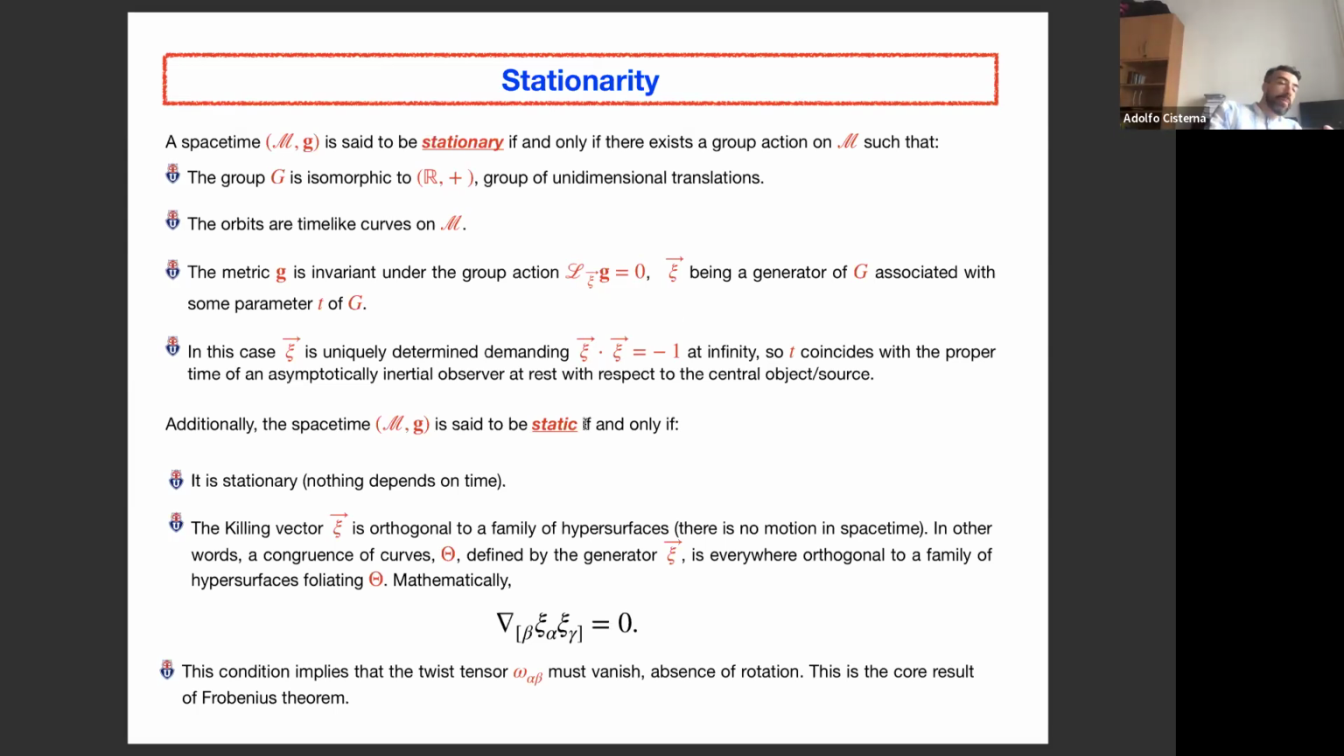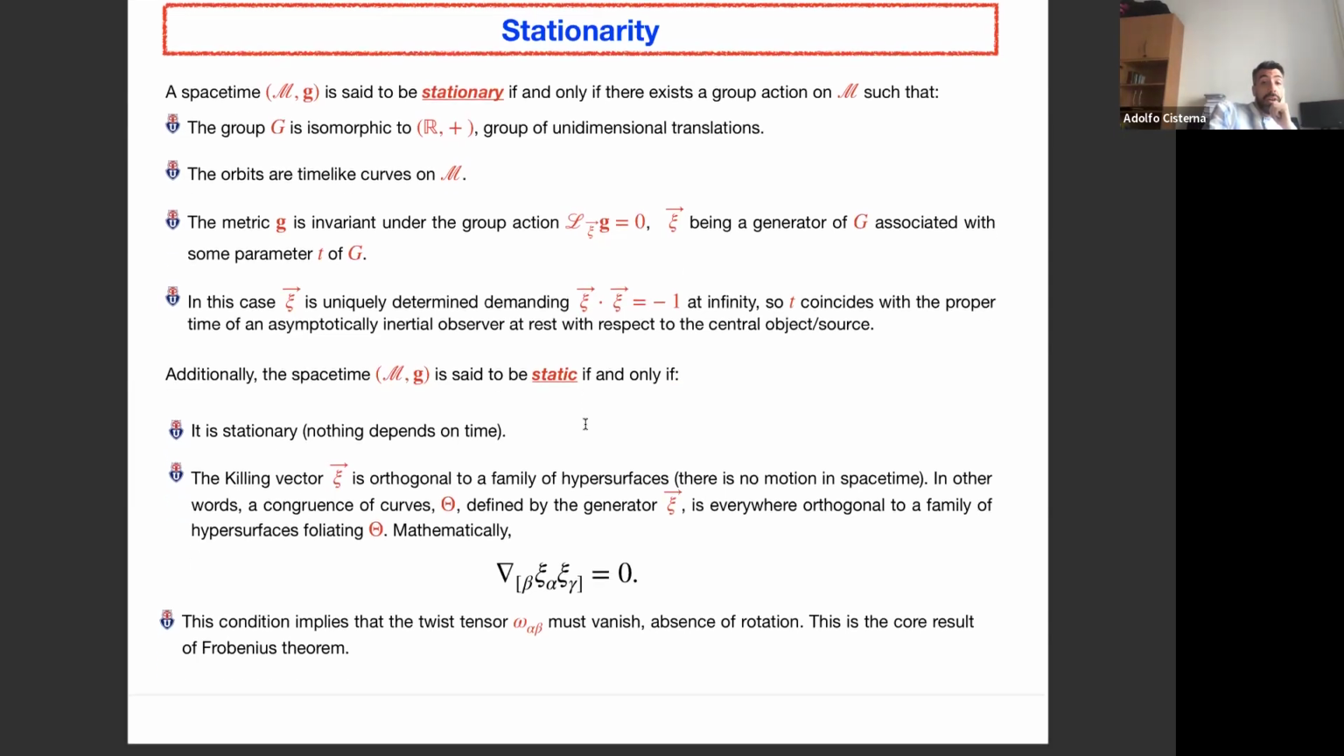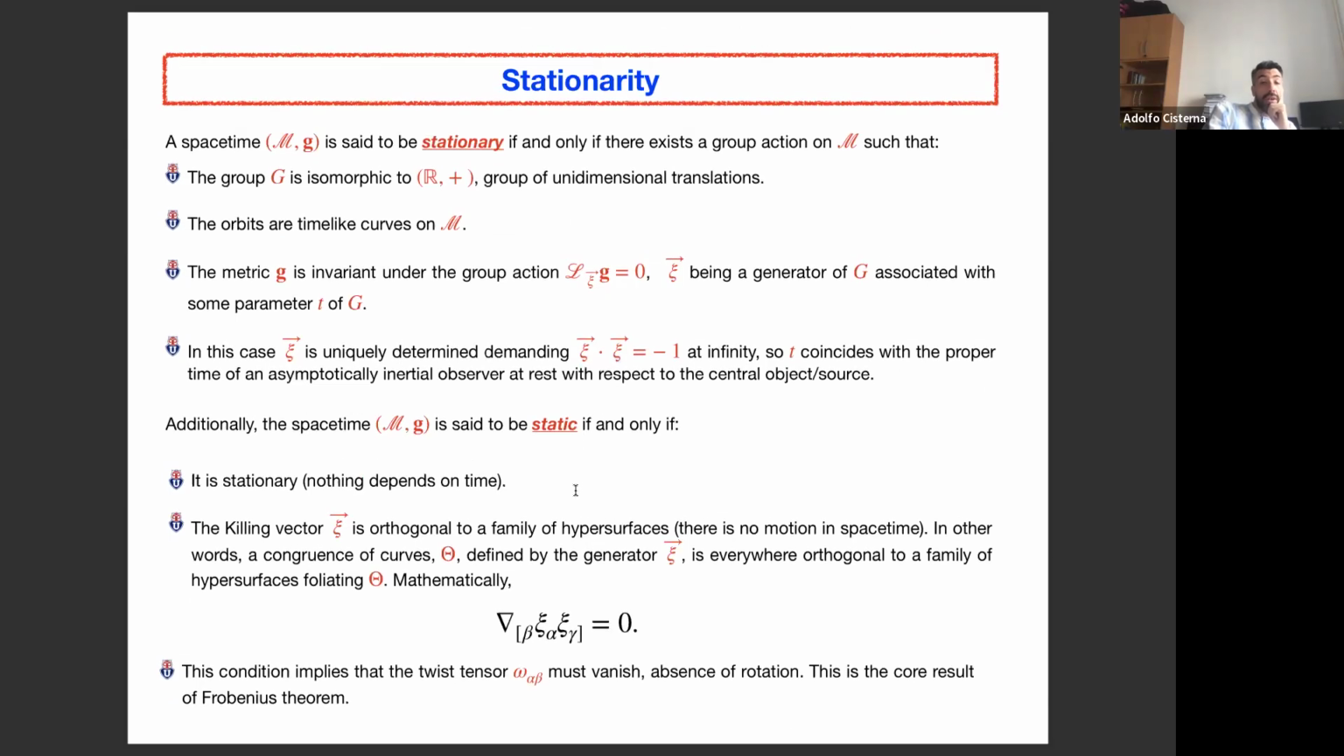And stationary spacetimes have a subset called static, which are basically all stationary spacetimes in which this generator of the symmetry is orthogonal to a family of hypersurfaces. And how do you make sure that this is the case? Well, you use the integrability condition of Frobenius theorem, and if it's satisfied, it means that this Killing vector is tangent to these hypersurfaces, and then you say that your spacetime is static.